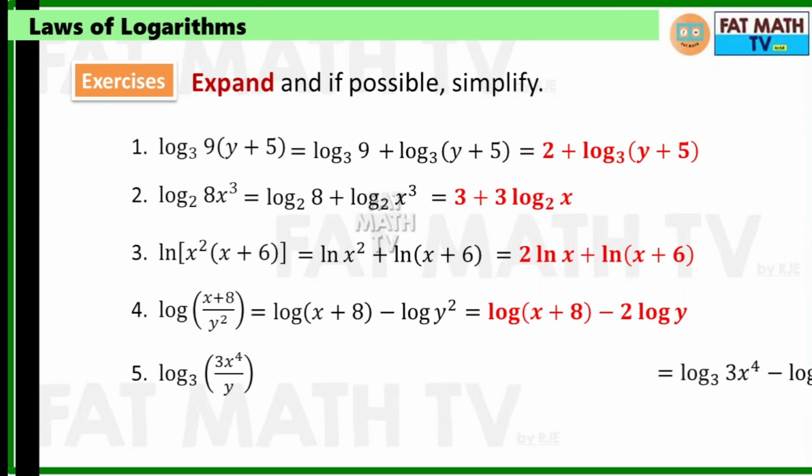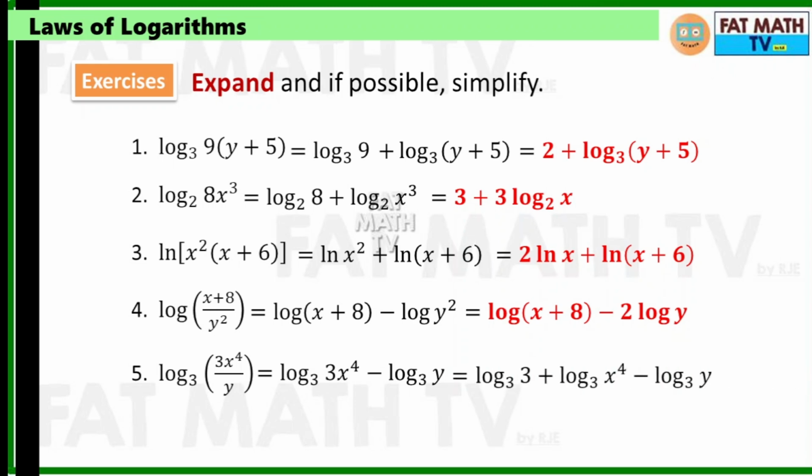And last, number 5, we will have logarithm of 3x raised to 4 to the base 3 minus logarithm of y to the base 3. And the first one there, logarithm of 3x raised to 4, can be still expanded by applying law number 1. That can be logarithm of 3 to the base 3 plus logarithm of x raised to 4 to the base 3 minus logarithm of y to the base 3. And logarithm of 3 to the base 3 is 1. And then for the x raised to 4, we can make 4 the numerical coefficient. That will be 4 times logarithm of x to the base 3 minus log of y to the base 3.